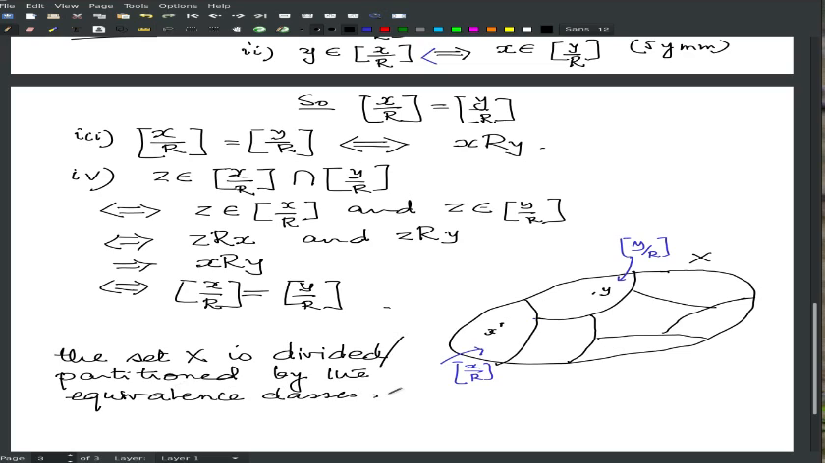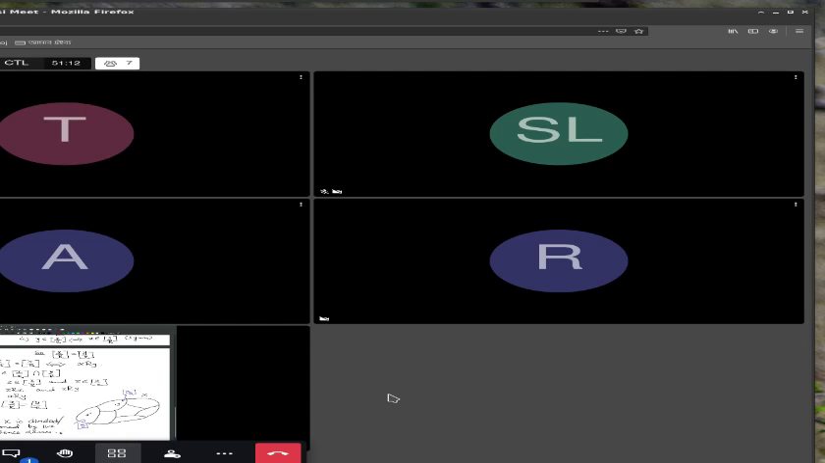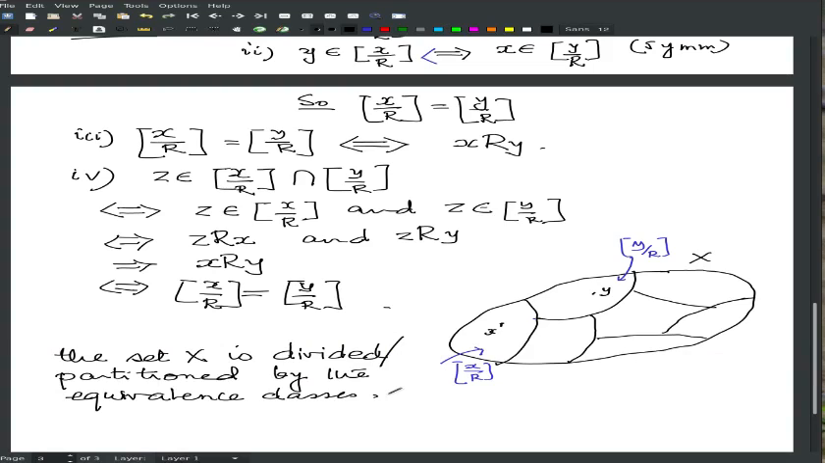Do you get it? Questions? Any questions? Not from me. Okay. Yeah? I wanted to ask about the equivalence classes. Yes. What are they used for? What are equivalence classes?